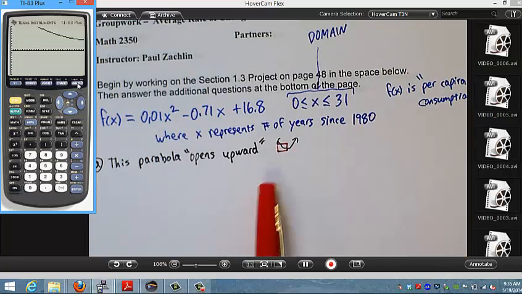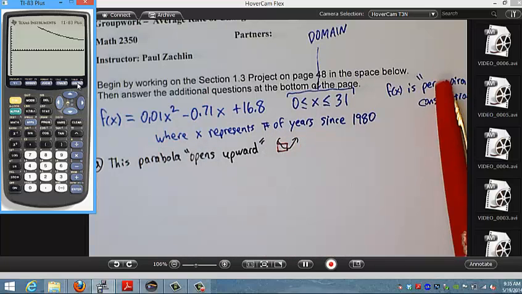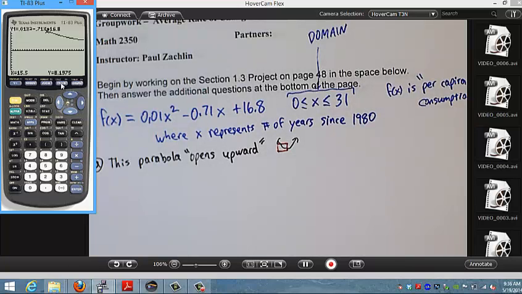Matter of fact, I can't even tell you what the per capita consumption of whole milk was in 1980 from my graph. But I could tell you now. By the way, there is something I can do. I can hit the trace button. Let me hit the trace button. Okay, what's that say? X equals 15.5. Y equals 8.19.